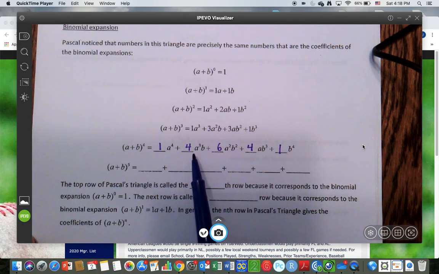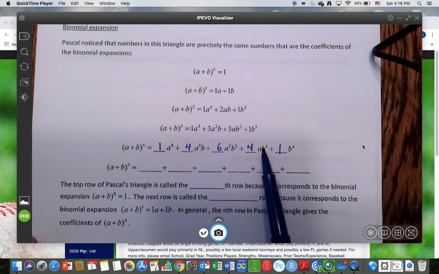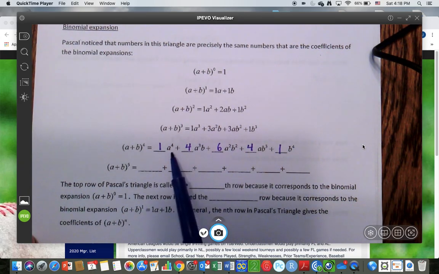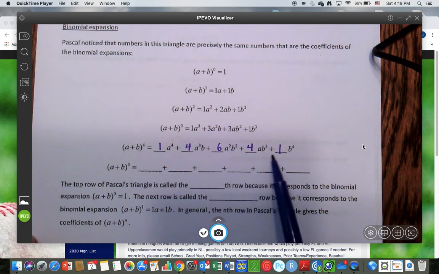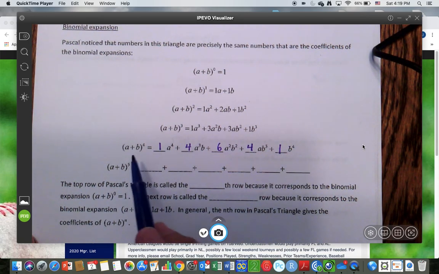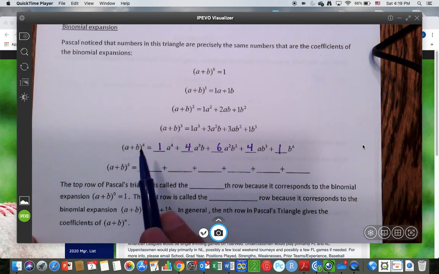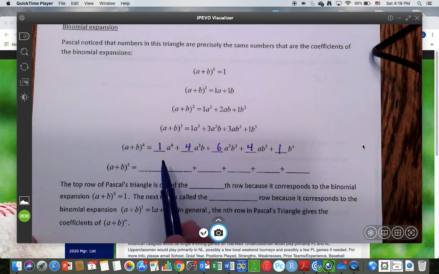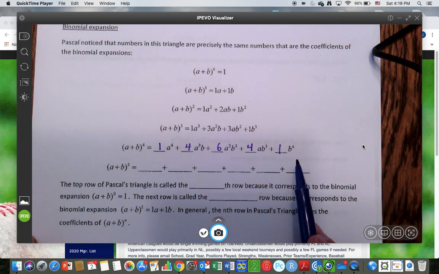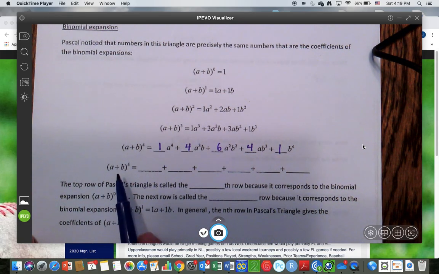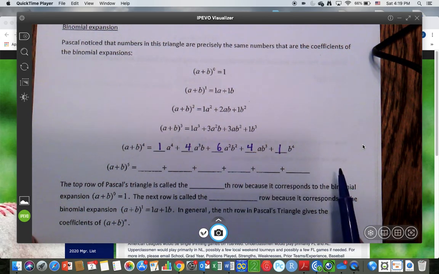Okay, so here's your terms then. A to the fourth, a cubed, a squared, a to the first, a to the 0, b to the 0, b to the first, b to the second, b to the third, b to the fourth. Now you're asking, how does this work? Well, it just means if we took a plus b times itself 4 times, this is what we are going to get.